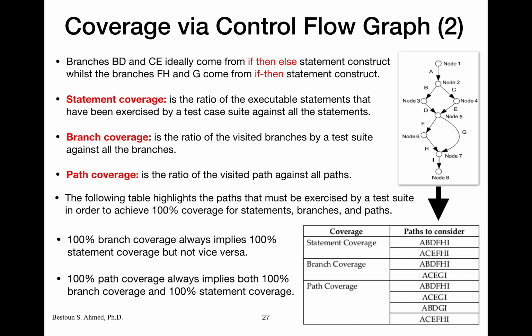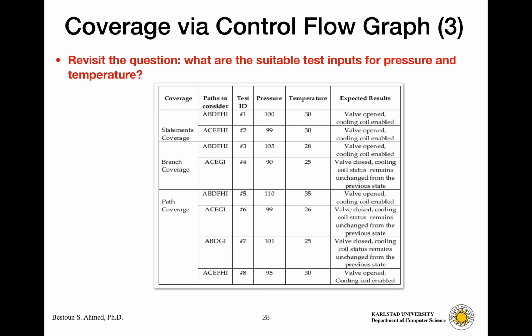Also, if you go for branch coverage, you only need to visit the branches. And if you go for statement coverage, you only need to visit the statements, and so on. The branches BD and CE ideally come from if-then-else, and you have to visit these branches. So if you design test cases based on the graph, that will be easier, but it's a question of which kind of graph you are using.